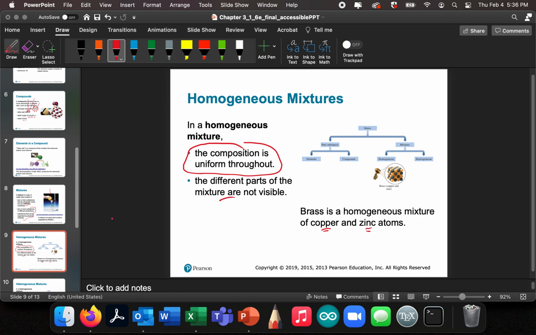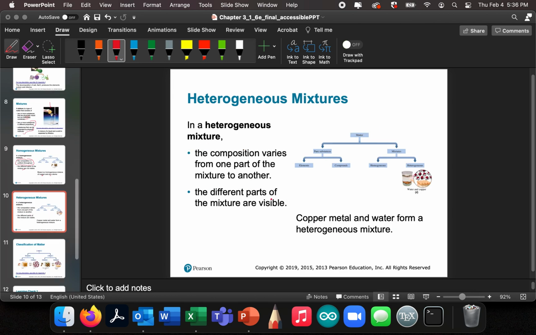But there's also heterogeneous mixtures, and heterogeneous mixtures are things like metal and water mixed together, okay? Or sand mixed with water, right? Where there's water right there, and you've got sand right here, or that's copper, I guess, okay? So heterogeneous mixtures, they vary from one part of the mixture to another.